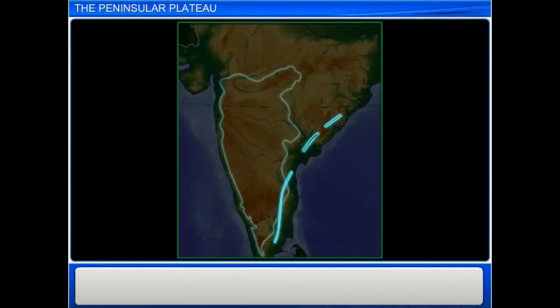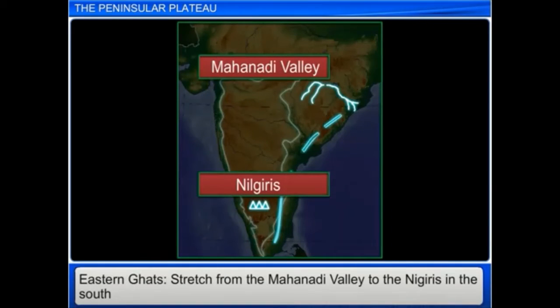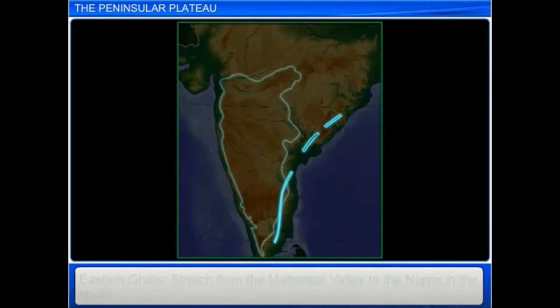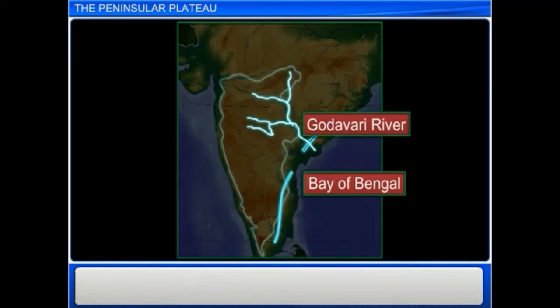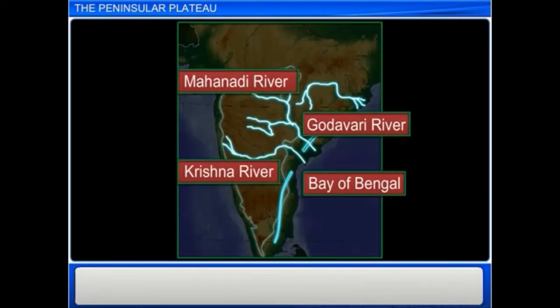The Eastern Ghats stretch from the Mahanadi Valley to the Nilgiris in the south. Unlike the Western Ghats, the Eastern Ghats are discontinuous and irregular. They are interspersed with several rivers that drain into the Bay of Bengal. These rivers are the Godavari, the Mahanadi, the Krishna, and the Kaveri.